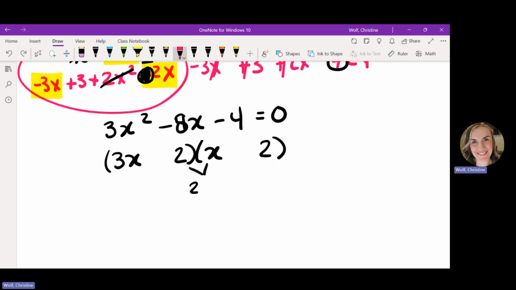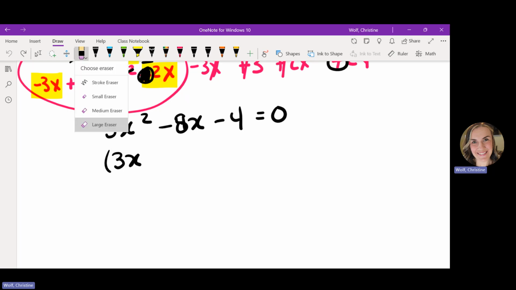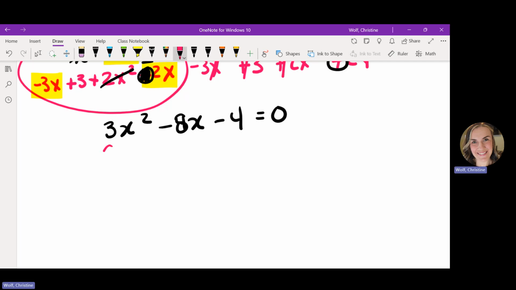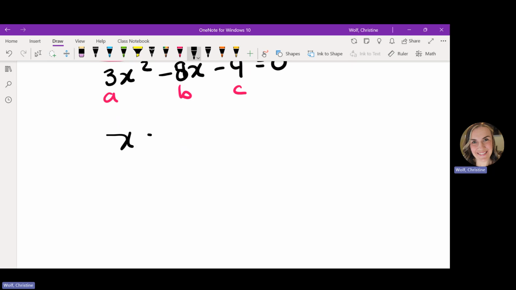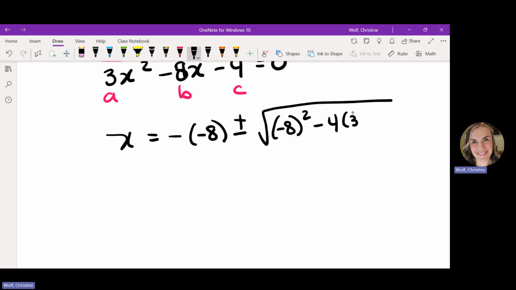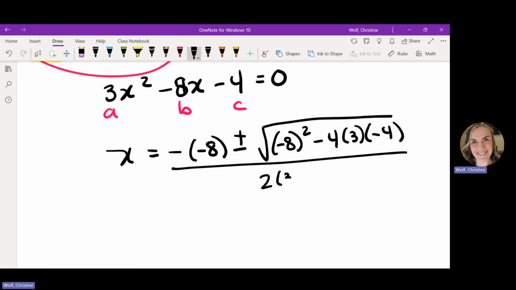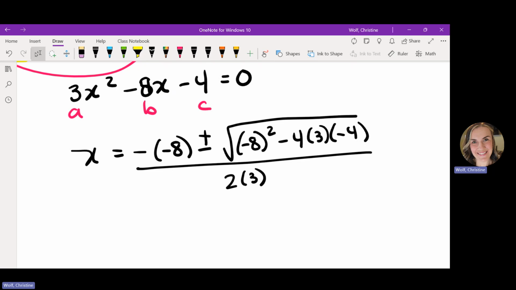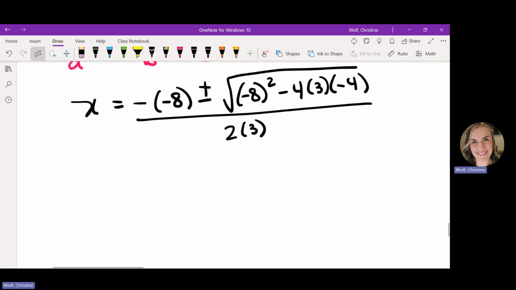So yes, you will be asked sometimes to do the quadratic formula. I feel like it's been a minute since we've done it, so let's do it. This is my A, this is my B, this is my C. X equals negative B plus or minus the square root of B squared minus 4 times A times C, all divided by 2A. Really watch your symbols there. My B is negative and my C is negative when I plug it in. Hands down, the biggest mistake with the quadratic formula is symbols, every time.